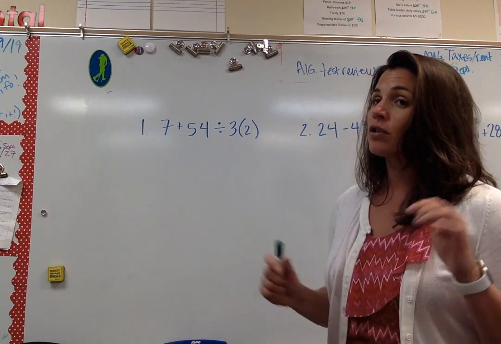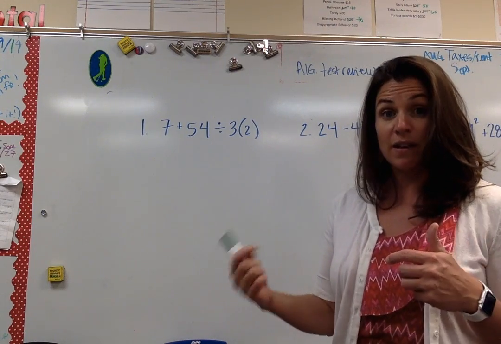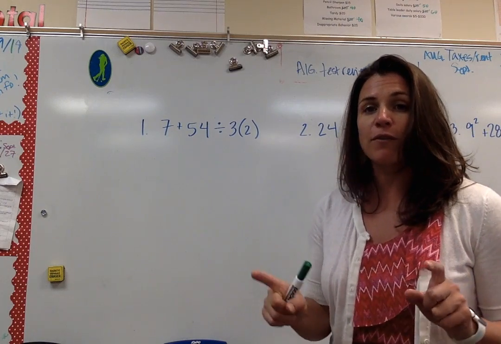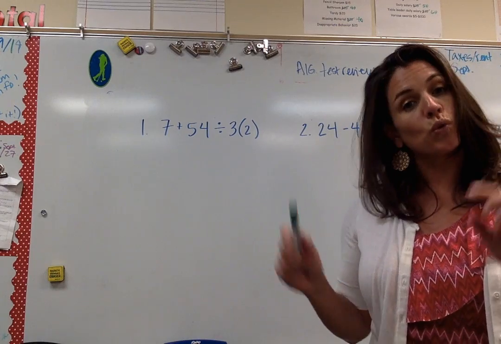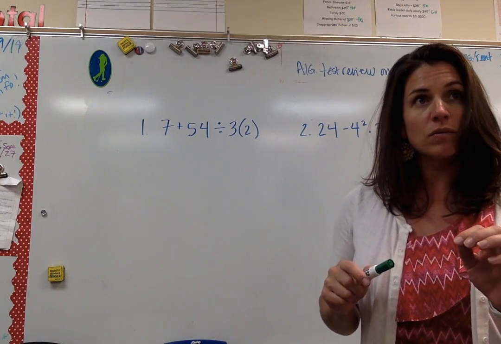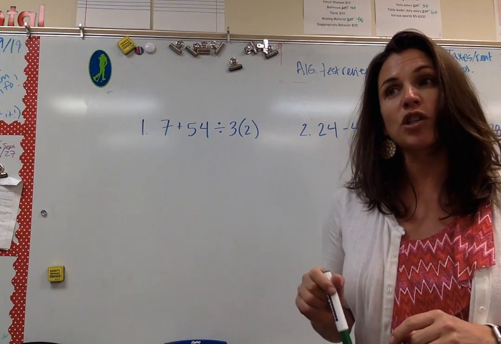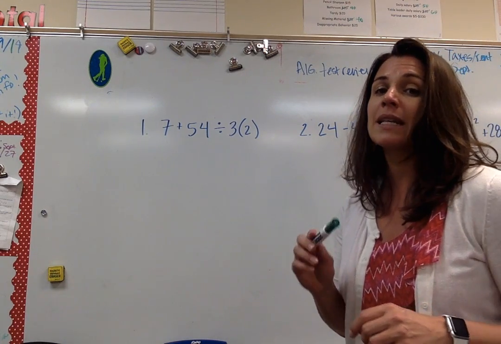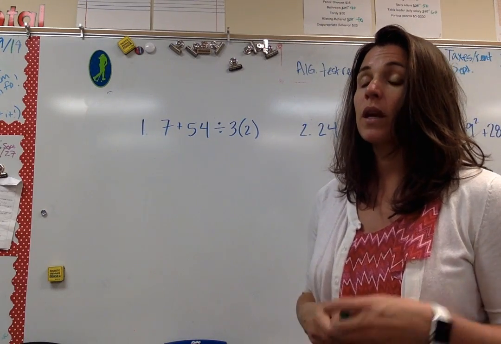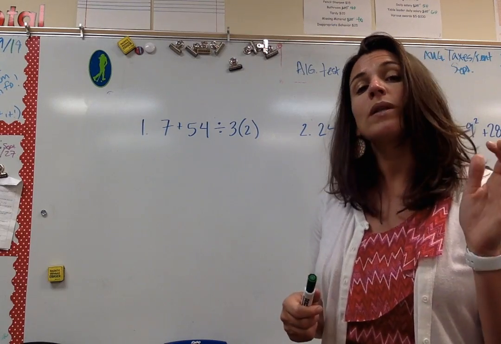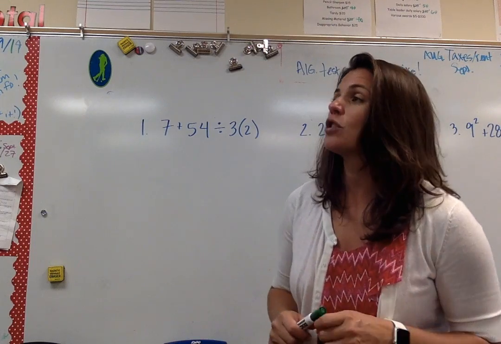If I go too fast, pause this video and slow it down so you can write the definition out. In your notes for the definition, here's what I want. I want you to say that the order of operations is rules to follow when simplifying an expression that contains multiple operations.